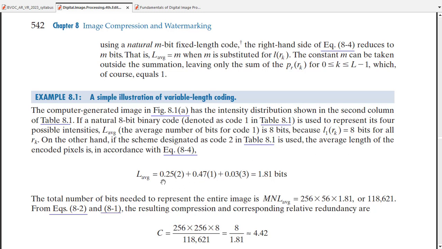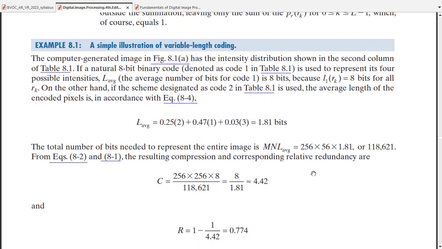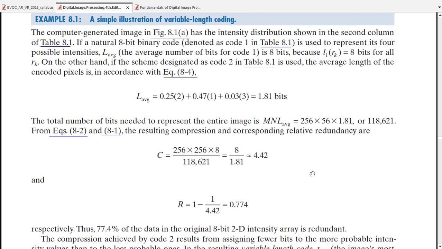L average equal to 0.25 into 2 plus 0.47 into 1 plus 0.03 into 3 equal to how many bits? 1.81 bits will be the representation, that is this example. The total number of bits needed will be M N L average, 256 into 256 into 1.81 bits, or 118,621.